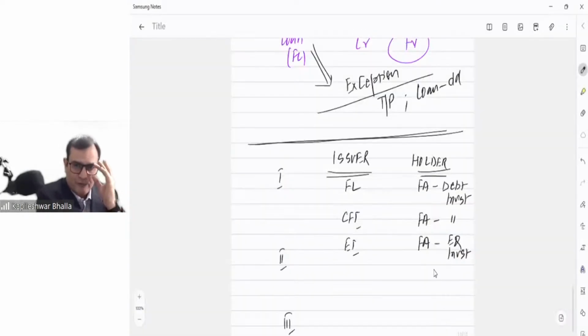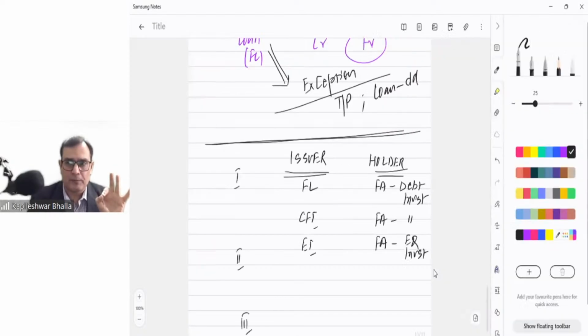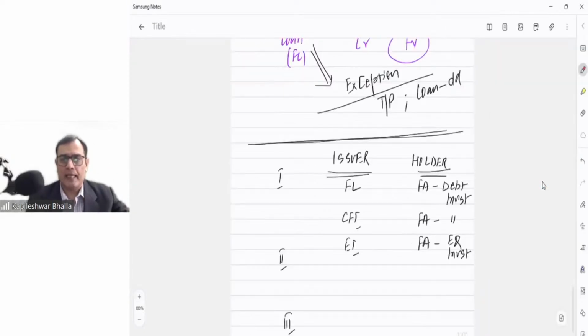Let's now take it further. This is my step number one. Then I go to step number two. Now, what do I do in step number two? Watch this carefully. In step number two, everything depends upon a risk assessment. So in step number two, I will conduct a risk assessment test.